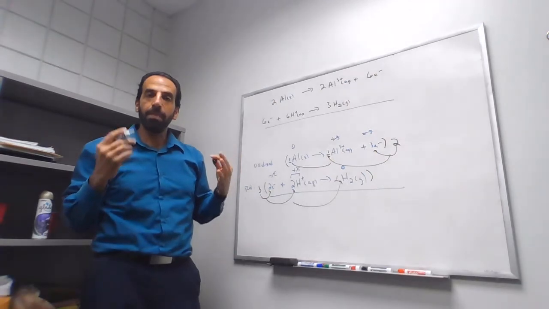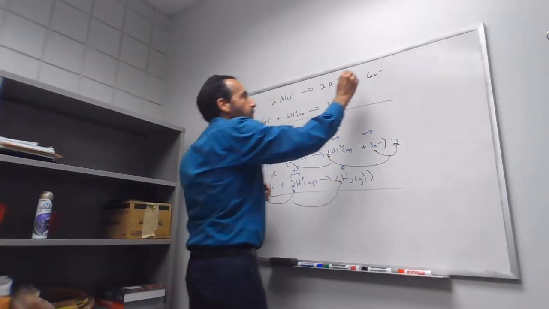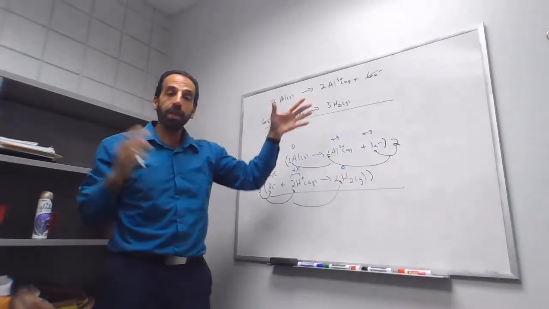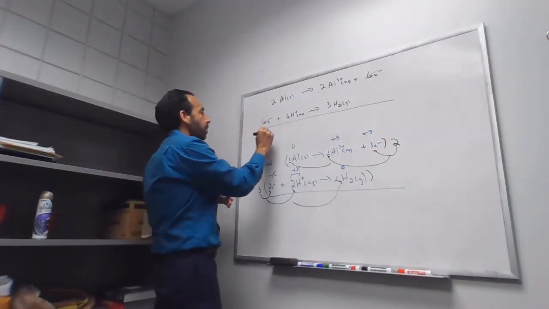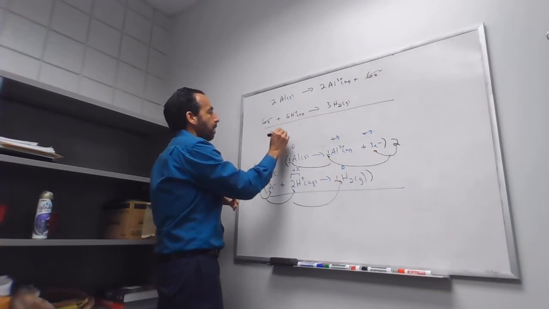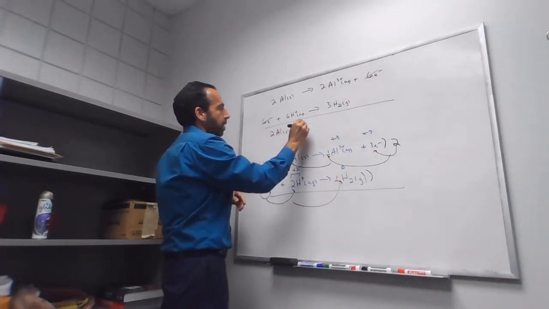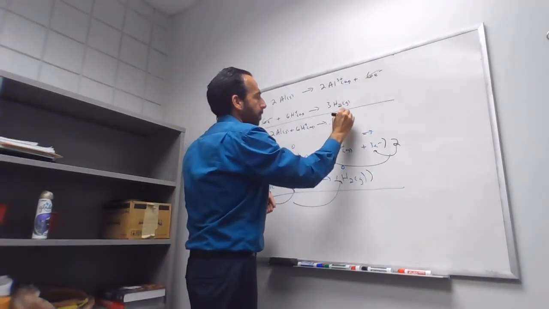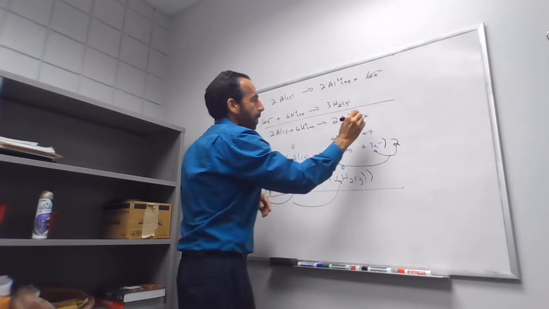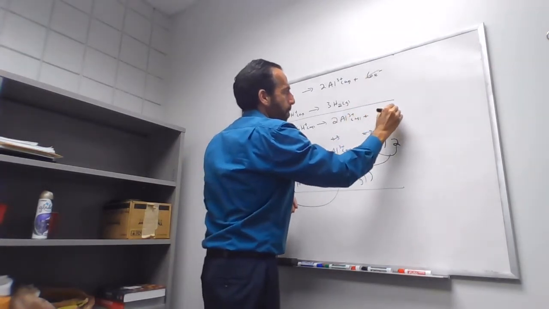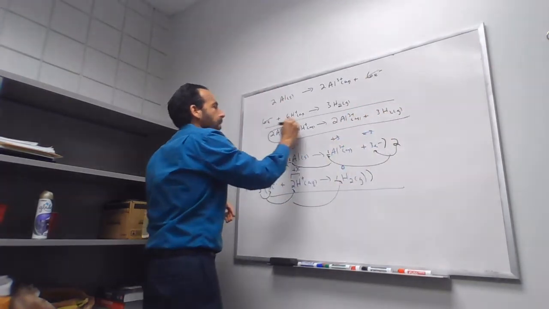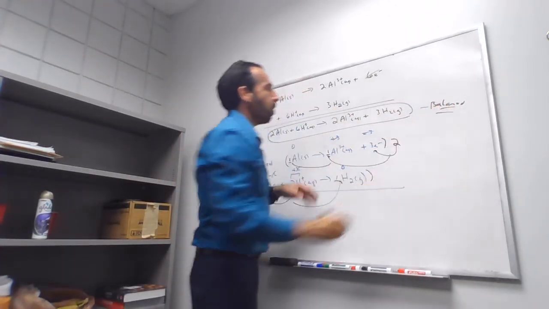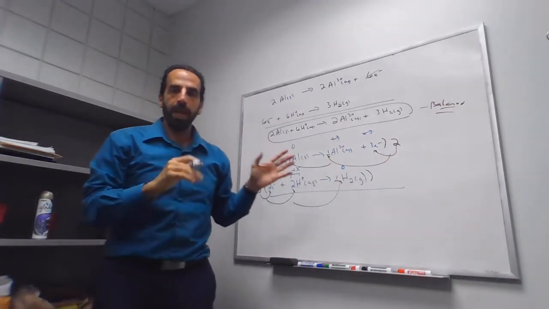We add these 2 equations together. We cancel what's the same on both sides. In this case, it's the 6 electrons. And then I'm going to end up with 2 aluminums plus 6H plus. So this is going to be our balanced redox reaction.